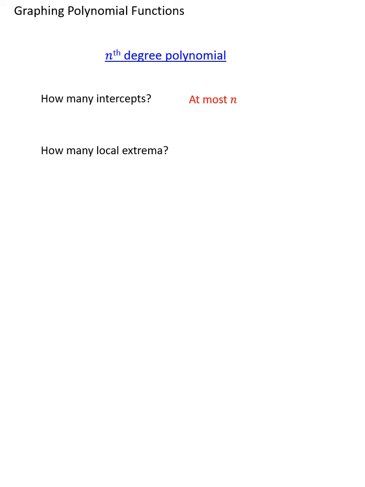And further, for an nth degree polynomial, the number of local extrema is at most n minus 1, meaning 1 less than the degree. So if we have a 5th degree polynomial, we could have no more than 4 local extrema. We might have less than that, but that would be the most that we could have. And I hope this summarizes the relationship, as best one can, between the degree, the number of intercepts, and the local extrema.